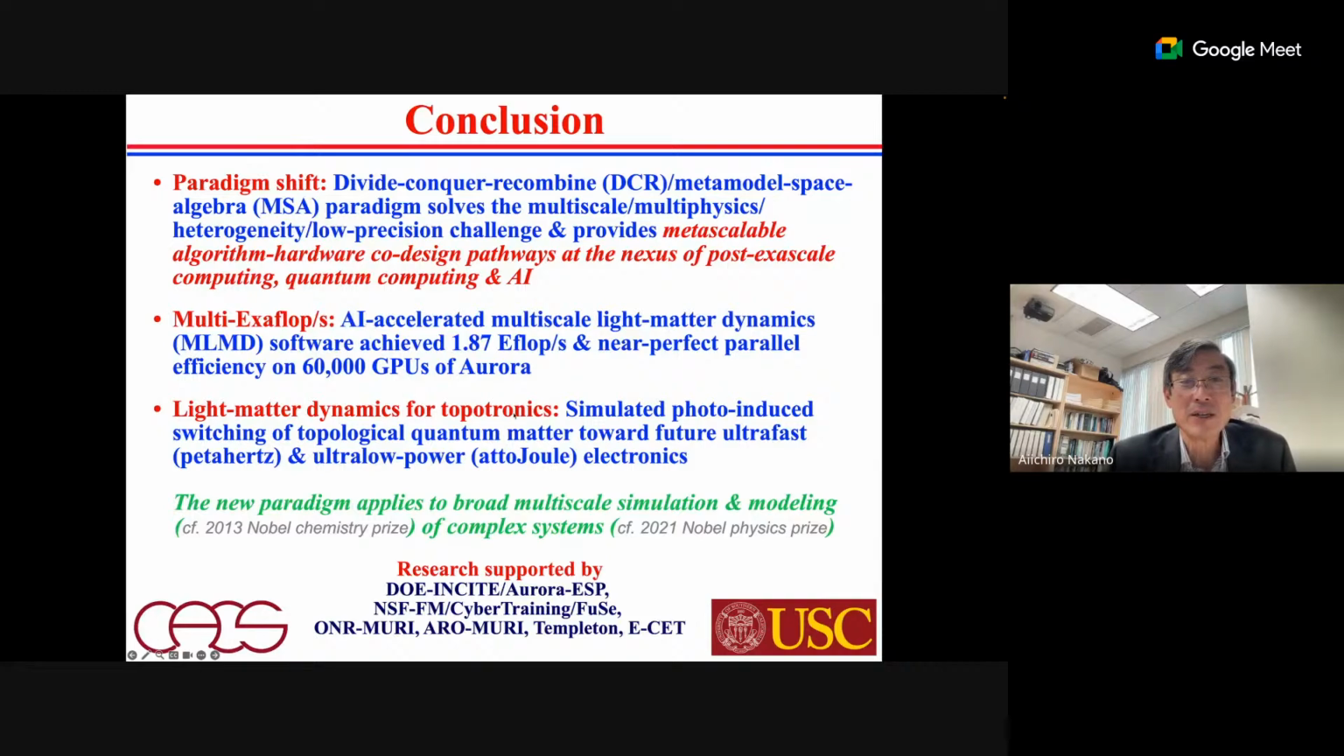We used this approach to simulate the photo-induced switching of topological quantum matter toward future ultrafast petahertz and ultra-low power attojoule electronics, but this paradigm is actually applicable to broad multiscale simulation and modeling of complex systems, as represented by these several Nobel Prizes. With that, let me finish, and thank you very much for your attention.